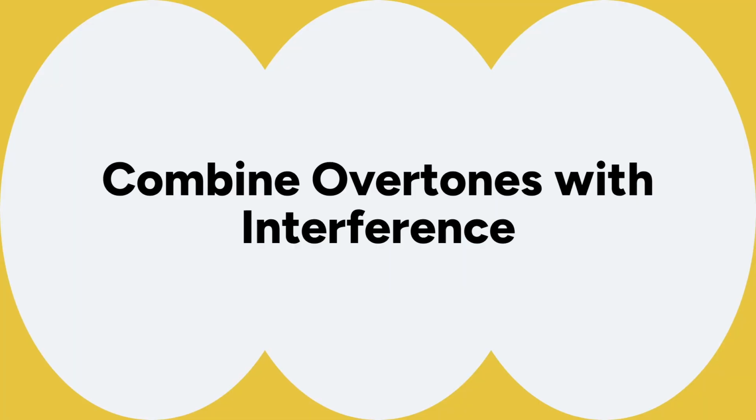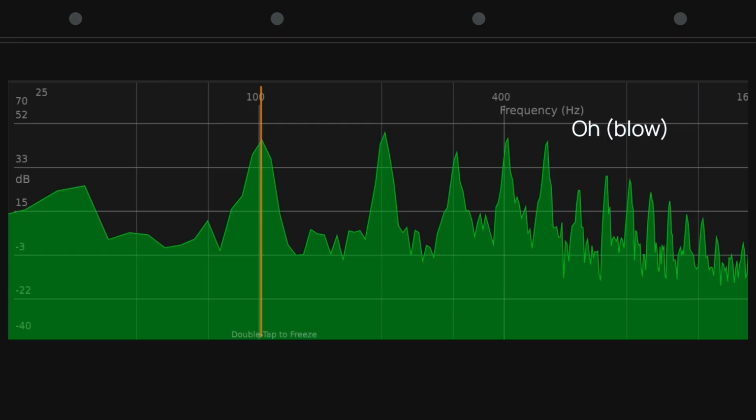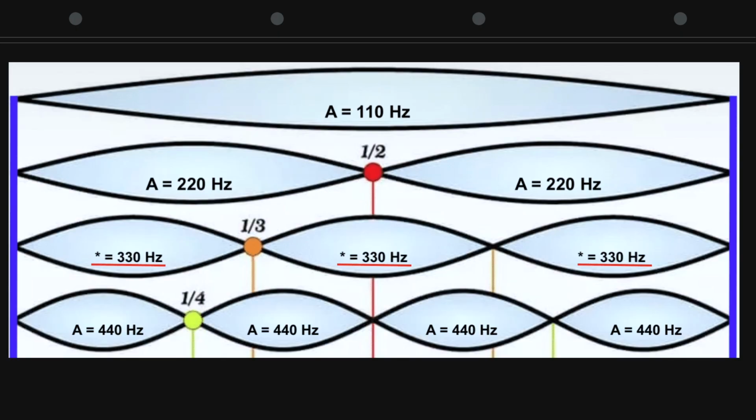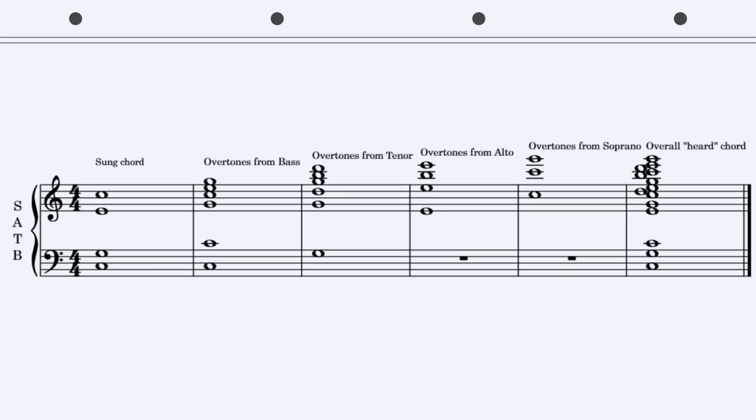Okay, so we got the overtones. Each pitch has multiple notes, and then combine that with the idea of interference. So there's a sound, right? Got our constructive and destructive interference. Remember that every note has multiple notes built into it. Okay, this is a lot of information here.